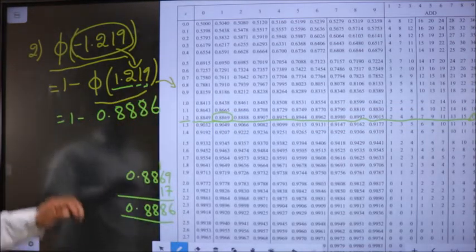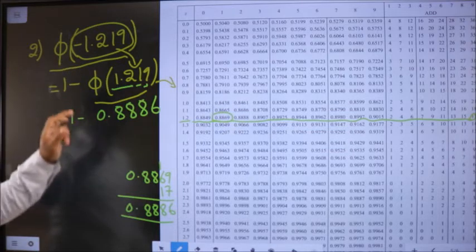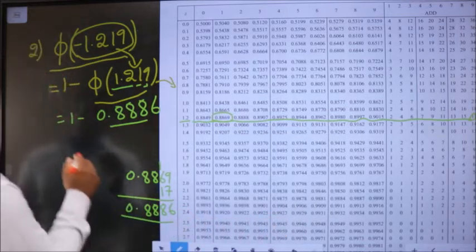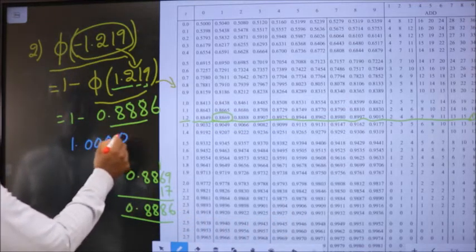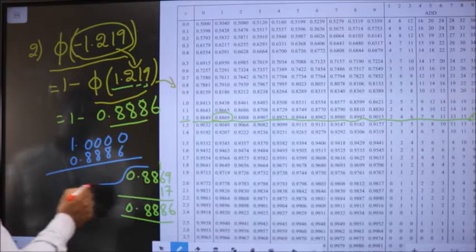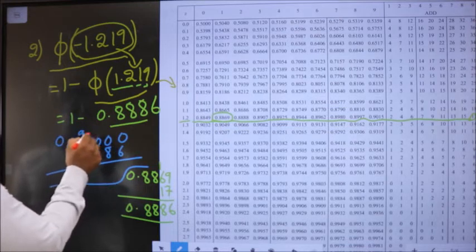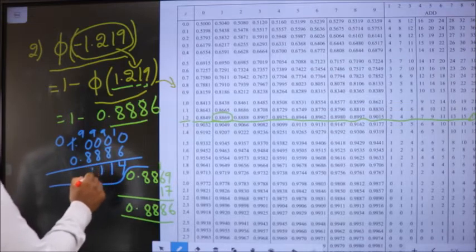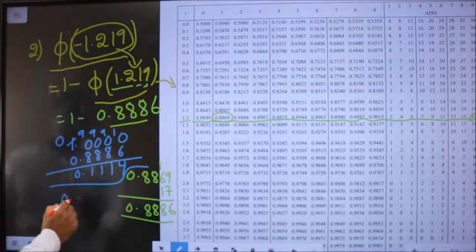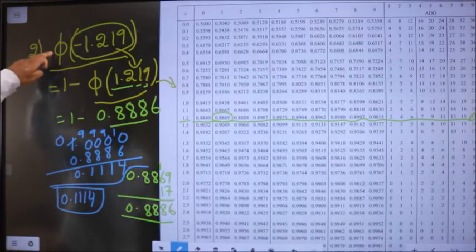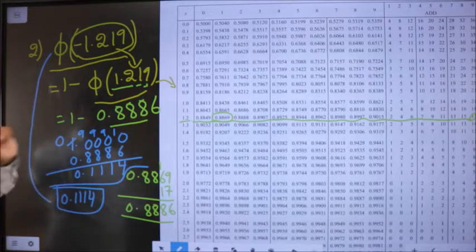Okay. Still we did not get this answer. To get this answer, I should subtract this from 1. So that will give me 1.0000 and 0.8886. So here 0, 9, 9, 9, 10. 10 minus 6, 4, 1, 1, 1, 0. So we got the answer to be 0.1114. This is the answer for phi of minus 1.219. Okay.